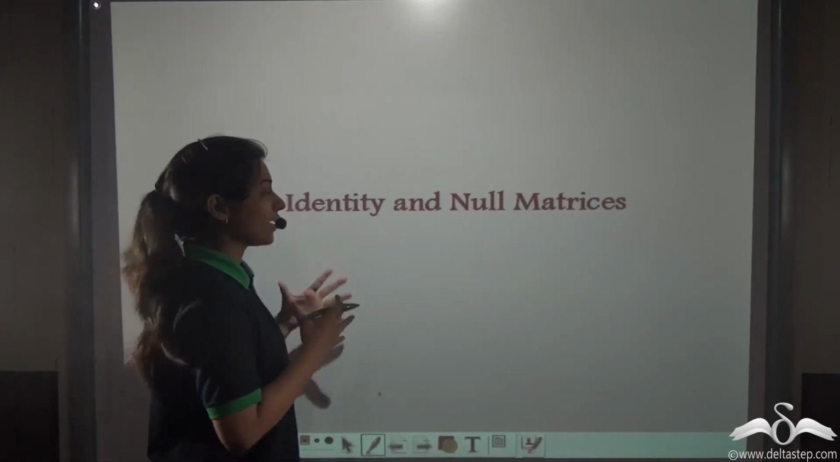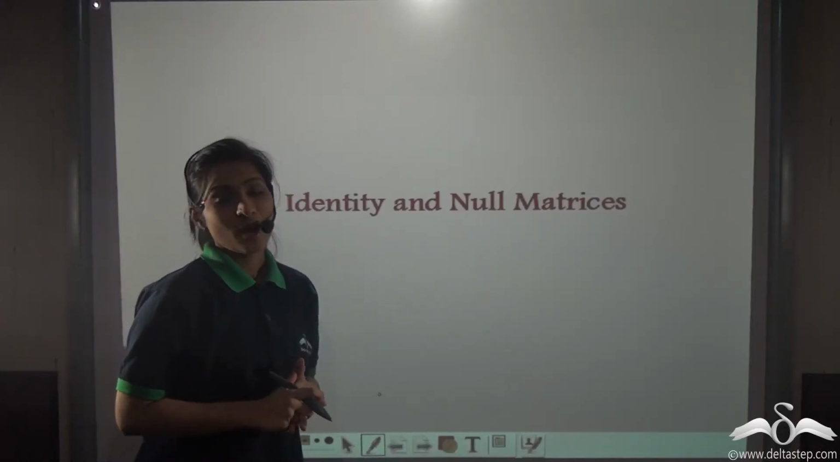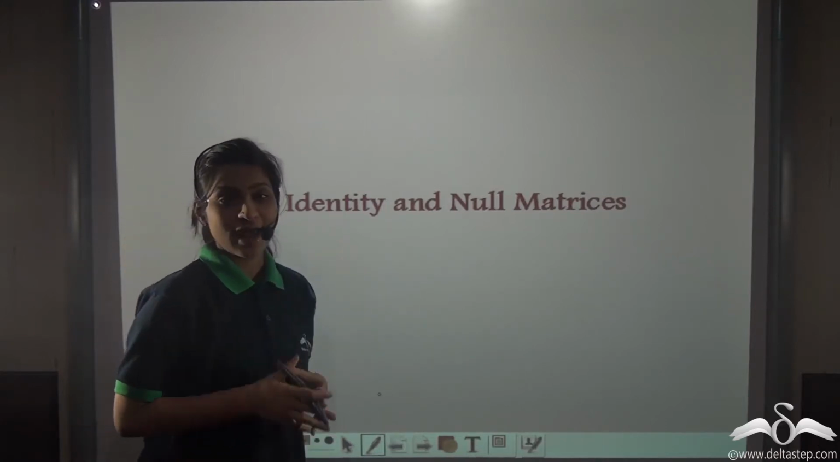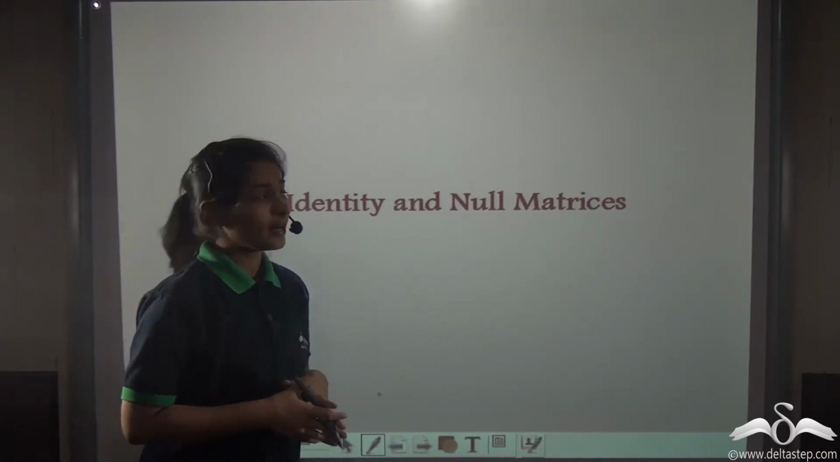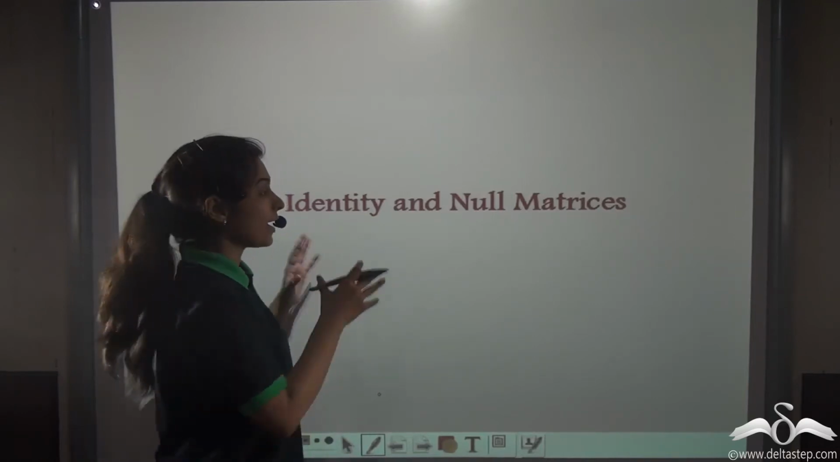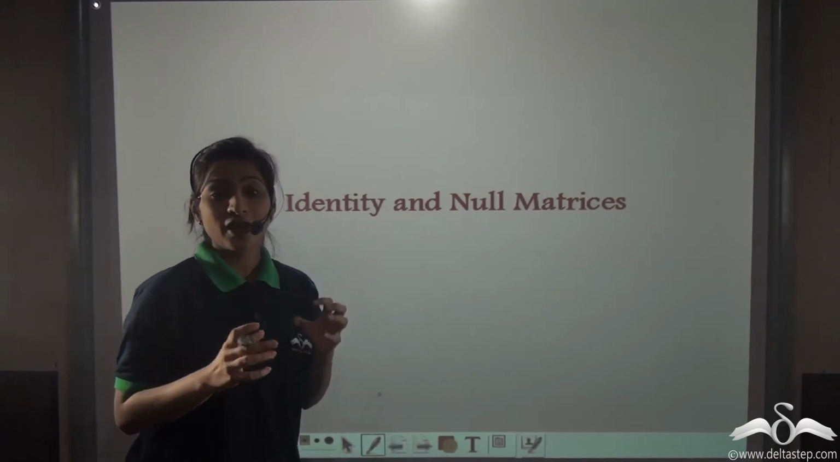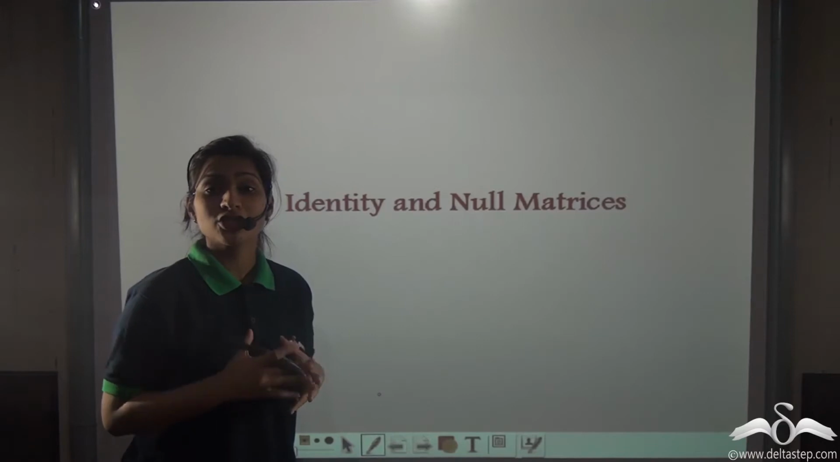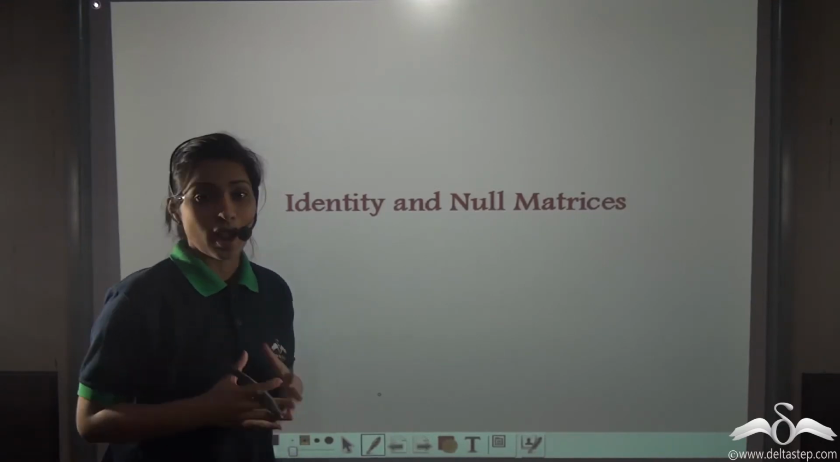Do you recall identity and null matrices? Well, in our previous lectures, I've already told you what an identity matrix is and what a null matrix is. But then again, why am I bringing this up? Identity and null matrices have a very wide range. They are very, very important when we solve operations on matrices. How? I'll show this to you.